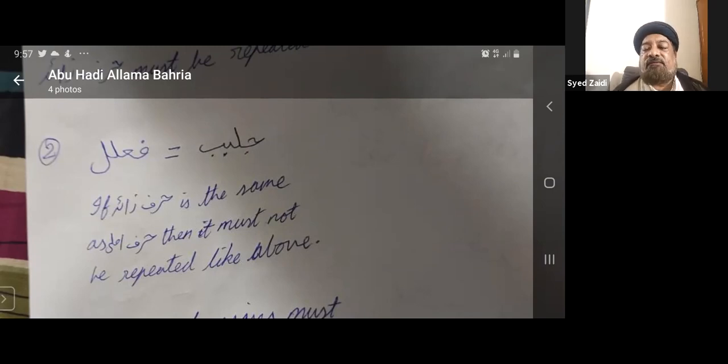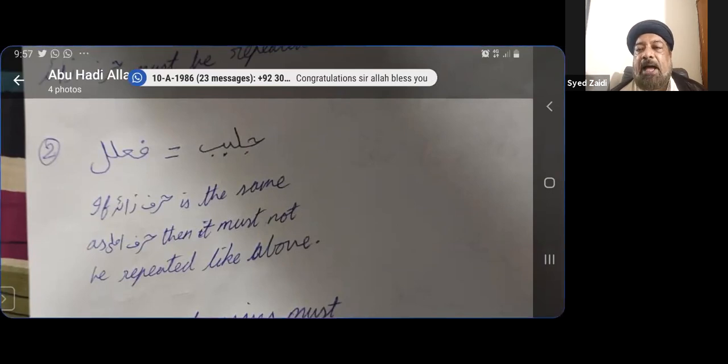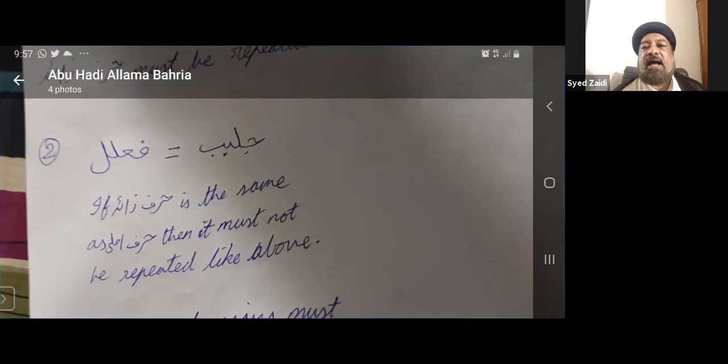Now, these formulas are given for a reason, once you get the hang of it. We're just discussing the formulas in the beginning. Later on, we're going to understand these formulas. But now, we're just memorizing the formulas, right? Jalbaba is equal to fa'alala.